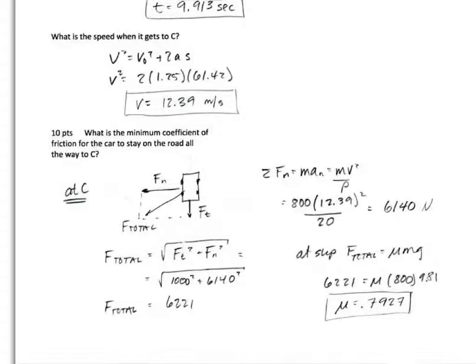So I looked at the normal force as mv squared over rho. I saw the mass and the velocity, which I solved for here, divided by the distance, and I got 6140. The total force is then the square root of the sum of the squares of that 1,000 pushing force and the 6140 normal force, which gives a total force of 6221. Knowing that at the limit, when things are about to slip off the track, the total force is equal to mu mg on a flat track, we can solve for mu, which is 0.79.